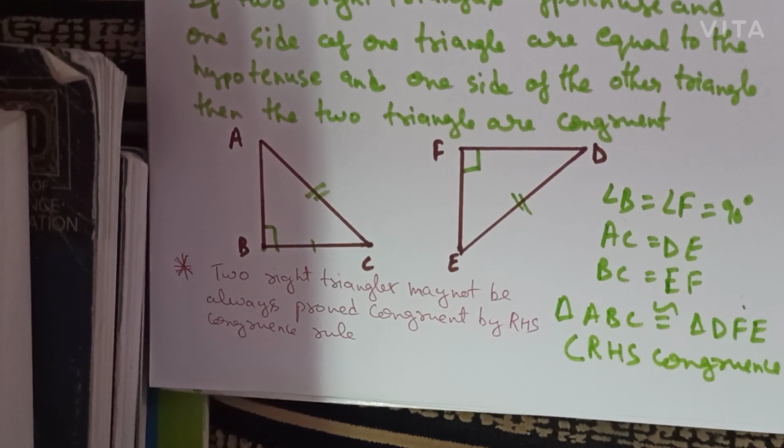Thank you so much, class. Once again, for the last time I am repeating, there are 5 congruence conditions: angle side angle, side angle side, angle angle side, side side side, and right angle hypotenuse side. But there is no such congruence condition as angle angle angle and side side angle.